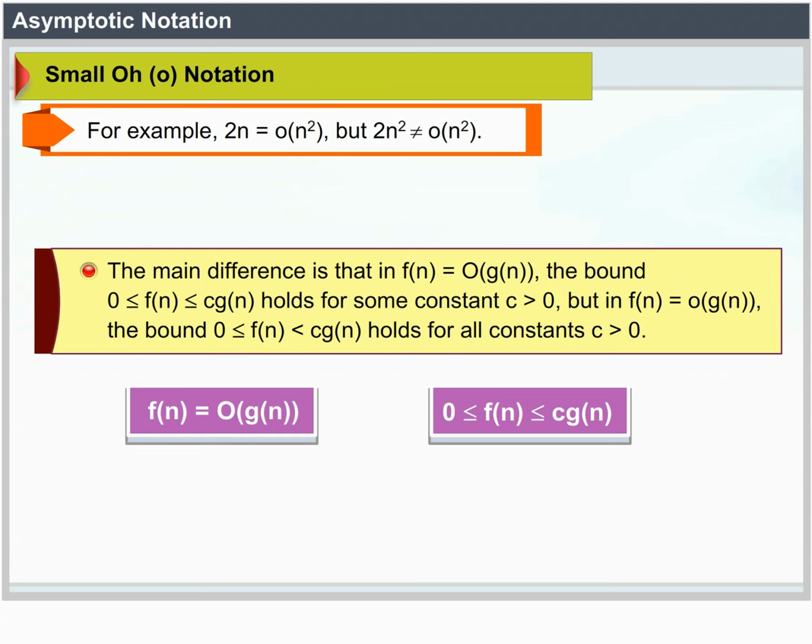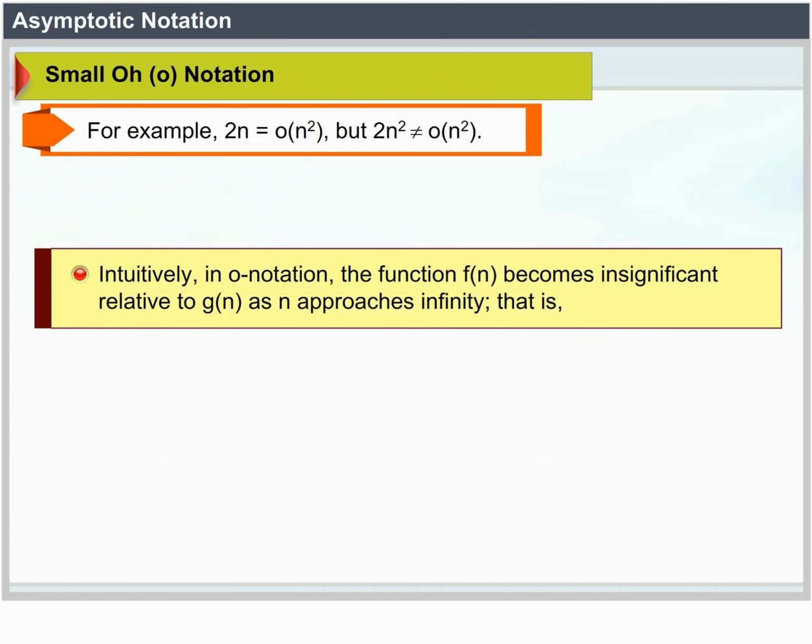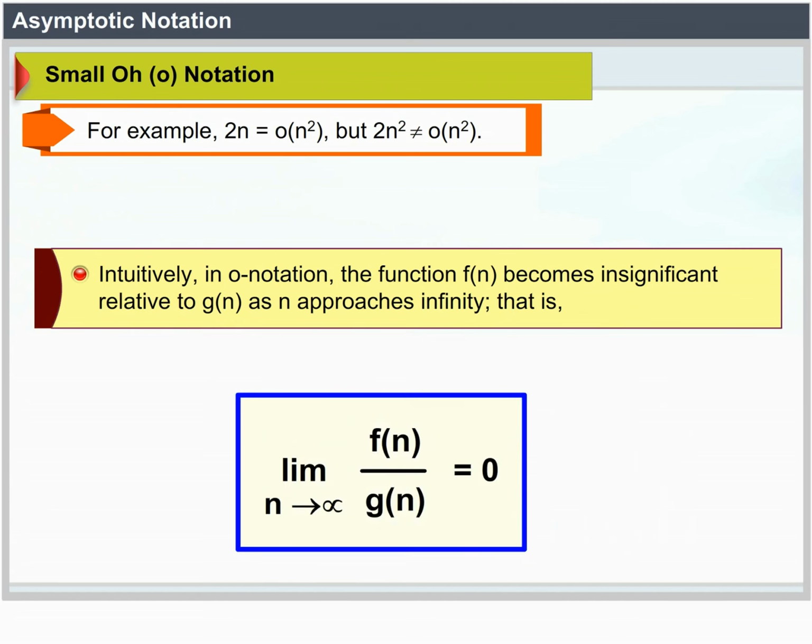But in f of n equals small o of g of n, the bound 0 ≤ f of n < cg of n holds for all constants c greater than 0. Intuitively, in small o notation, the function f of n becomes insignificant relative to g of n as n approaches infinity. That is, the limit as n approaches infinity of f of n over g of n equals 0.